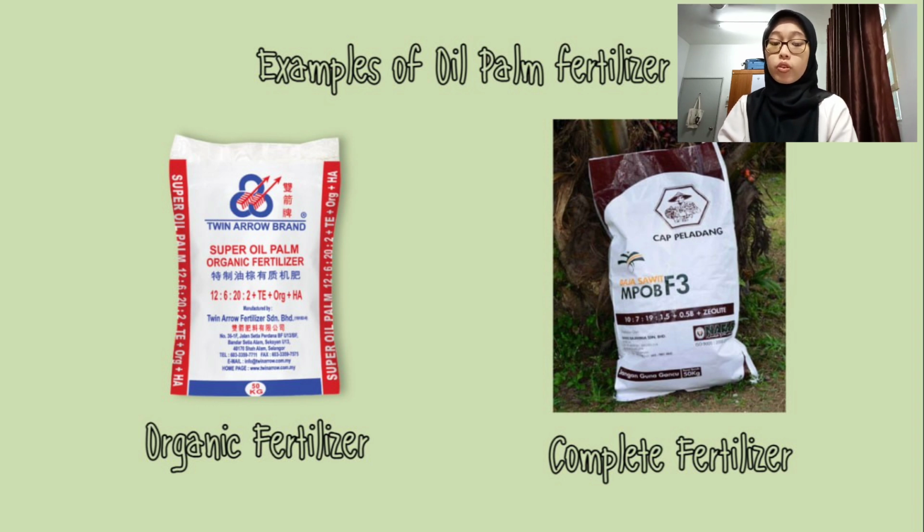The next one is complete fertilizer. This fertilizer contains zeolite mineral, which increases the effectiveness of manuring in nutrient absorption in oil palm roots. The nutrient content we have here is 10 for nitrogen, 7 for phosphorus, 19 for potassium, 1.5 for magnesium, and 0.5 for boron.